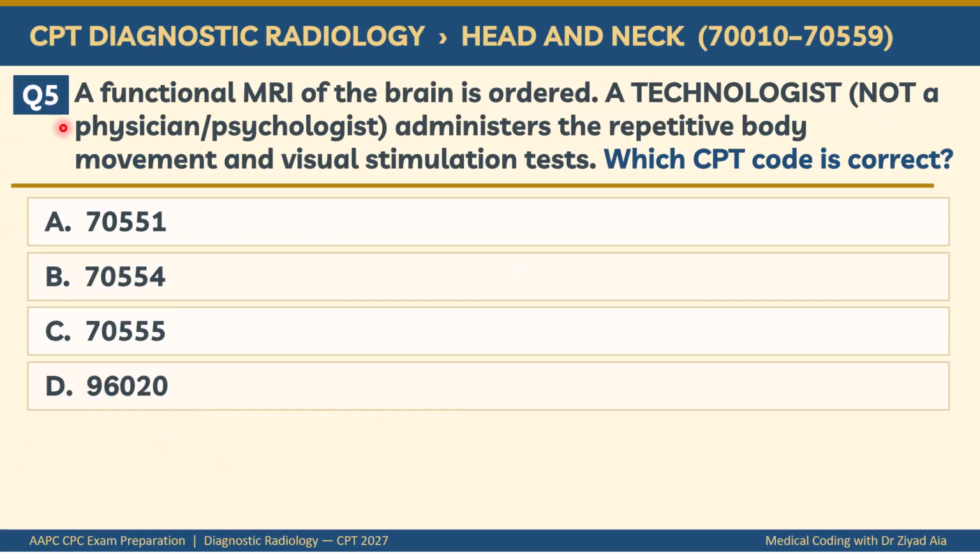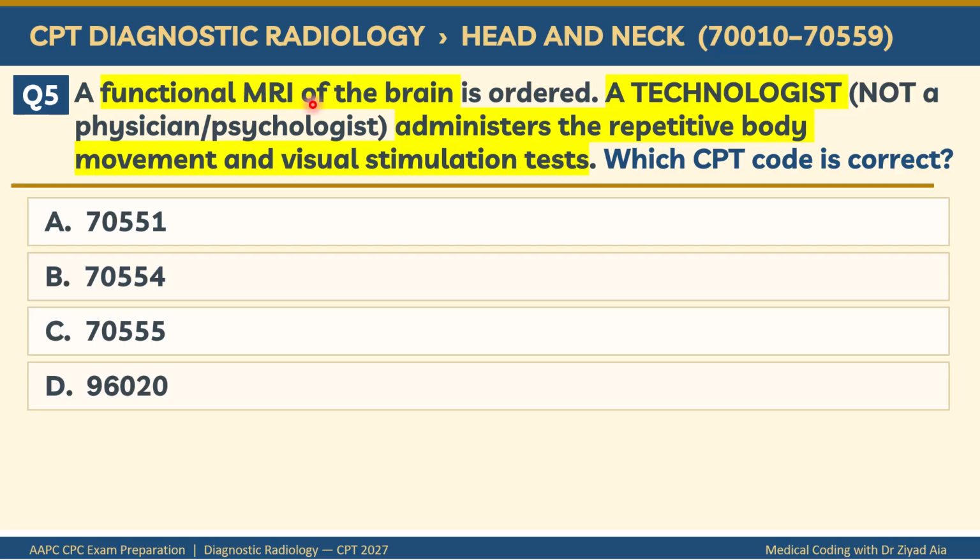Question number 5. A functional MRI of the brain is ordered. The technologist, not a physician or the psychologist, administers the repetitive body movement and visual stimulation test. Which CPT code is correct? So there are 4 answers available. Pause the video, take the CPT code book and find the answer. Here you have to highlight that this is a functional MRI of the brain, and the technologist did the procedure, not the physician, and also administers the repetitive body movement and visual stimulation test.